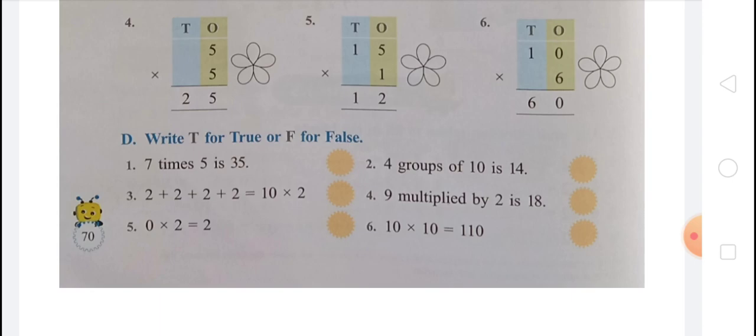Fourth, 9 multiplied by 2 is 18. That means 9 multiplied by 2 equals 18. That is true. Okay, fourth is true.